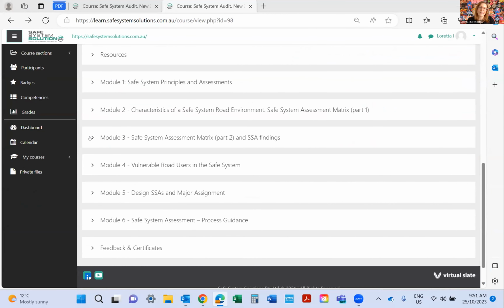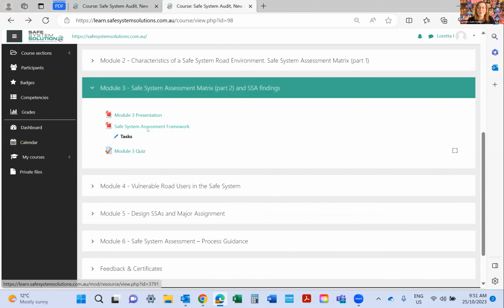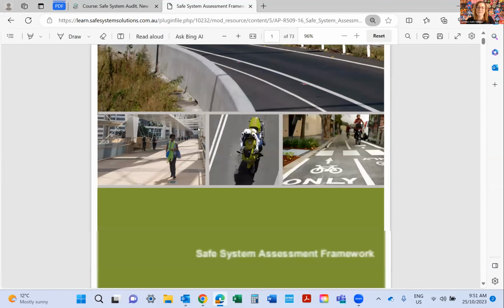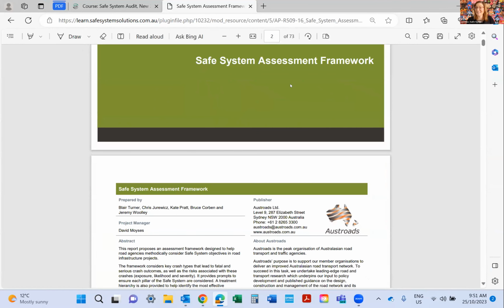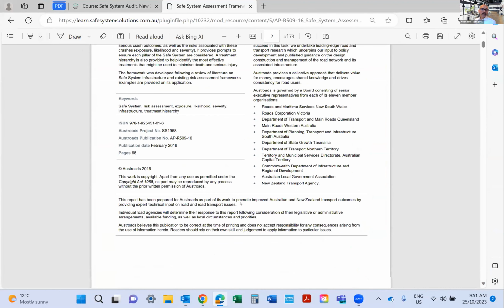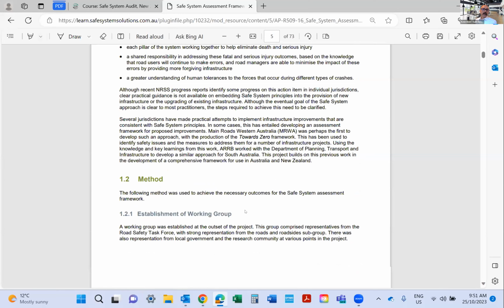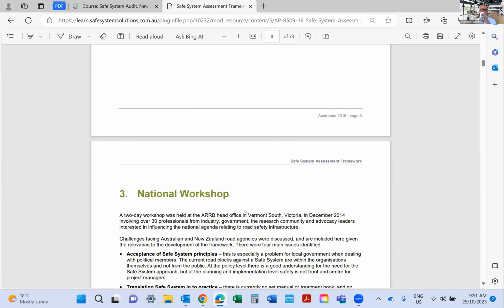So we're on module 3. So not much to do, just a quiz really, but also making reference to what Ken mentioned earlier, where to find the assessment framework. So if you click on there, that will take you to the document. So the Safe System Assessment Framework document. So if you can go down to about page 14 or so. I think it's about page 14 or 15.